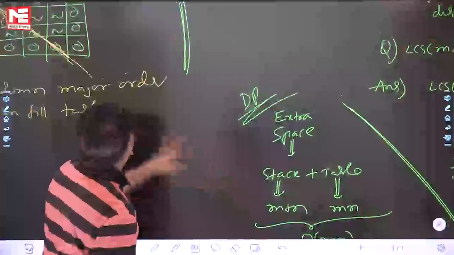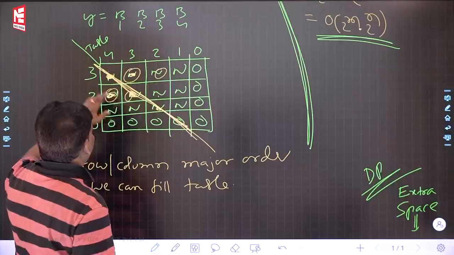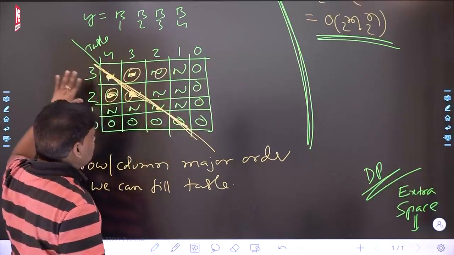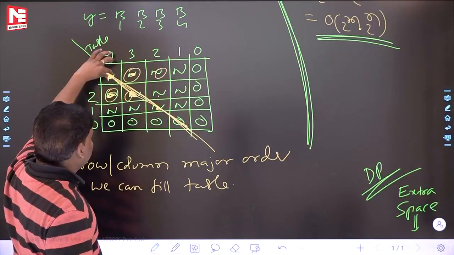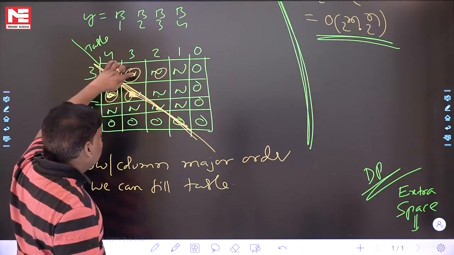Next one. How will you fill this table? Totally mn entries are in the table. How will you fill it? If you want this answer, no matching: these two required, this required, these two.